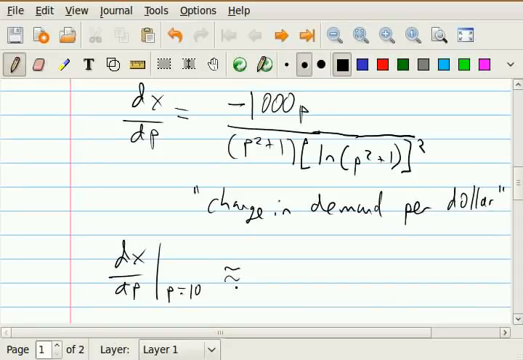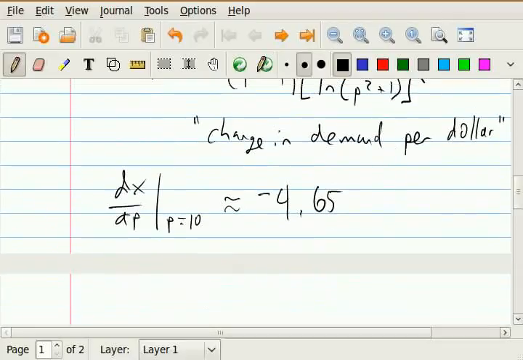Okay, and so I get negative 4.65. So when the price is $10 per unit, demand is decreasing by about 4.6 units per dollar. So that would be the units: negative 4.65 units per dollar.